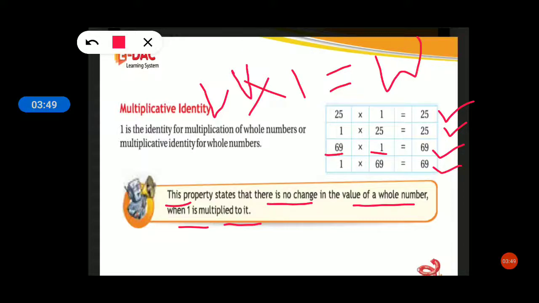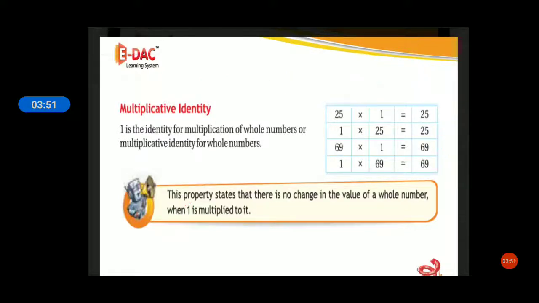Or, when 1 is multiplied with a whole number, the result will be the whole number itself. This is nothing but multiplicative identity.